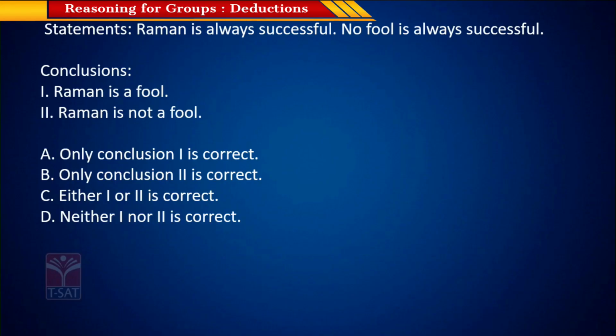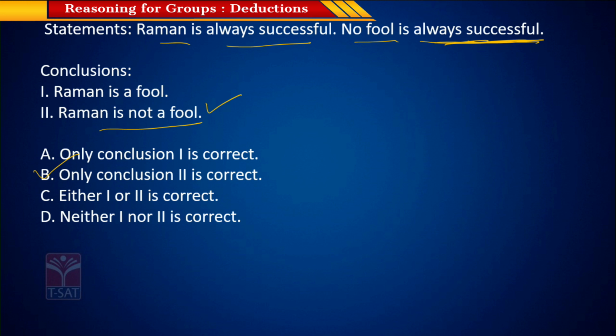Let's look at the next question now. Raman is always successful. No fool is always successful. Okay, the conclusions are Raman is a fool and Raman is not a fool. Raman is someone who is always successful and no fool is always successful. So if Raman were a fool, he could obviously not be always successful. So that definitely means that Raman is not a fool. So the answer option is B, only conclusion 2 is correct.